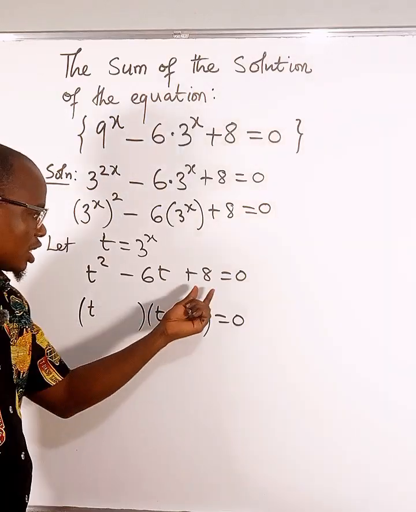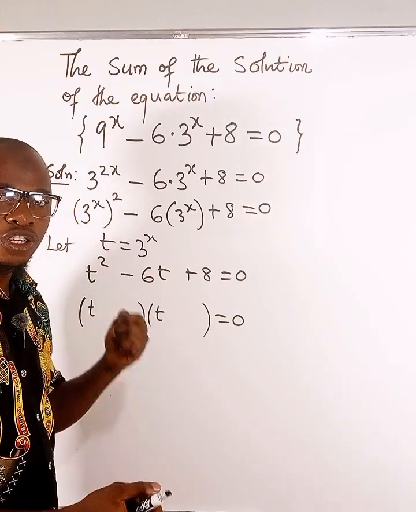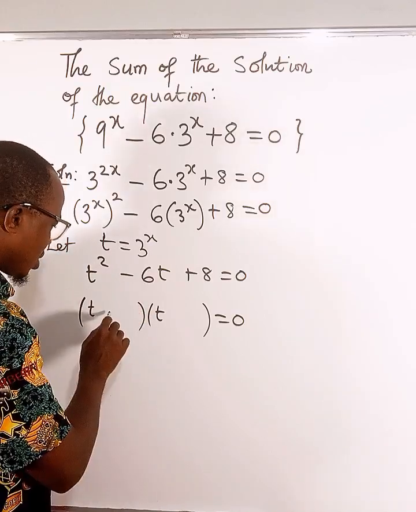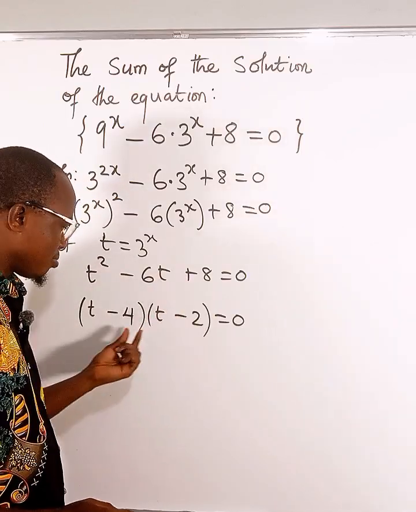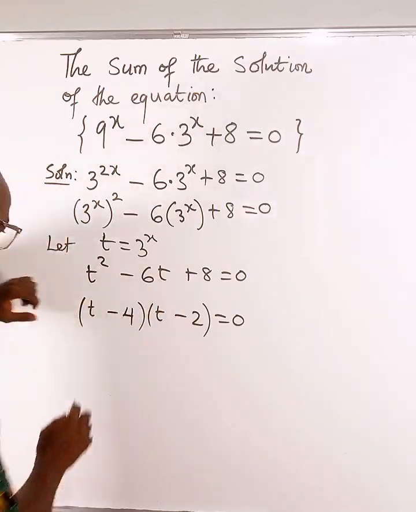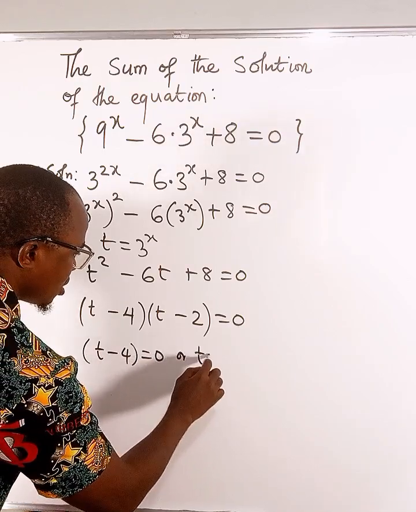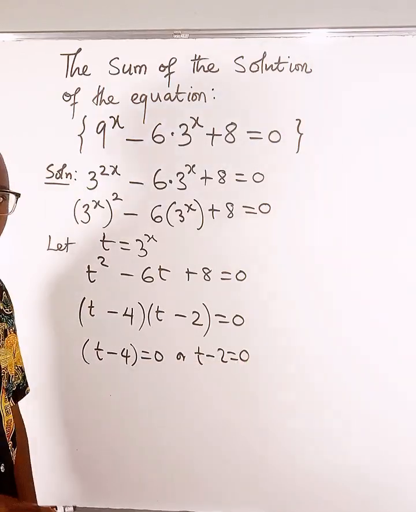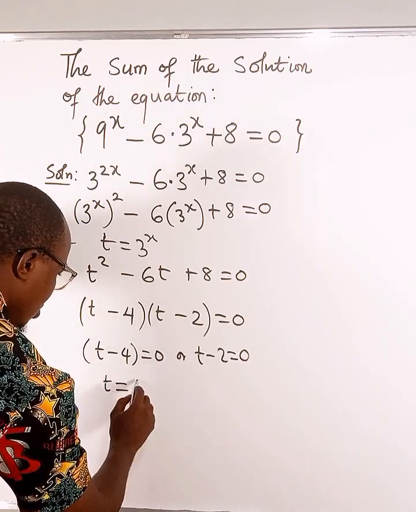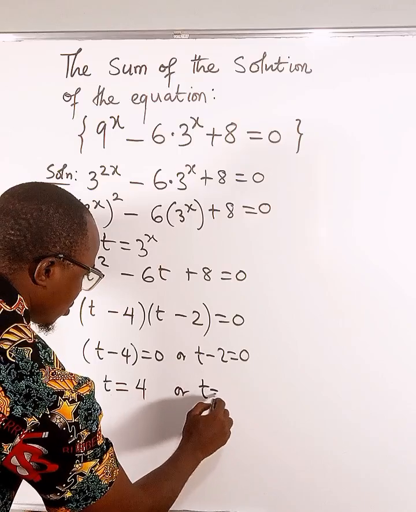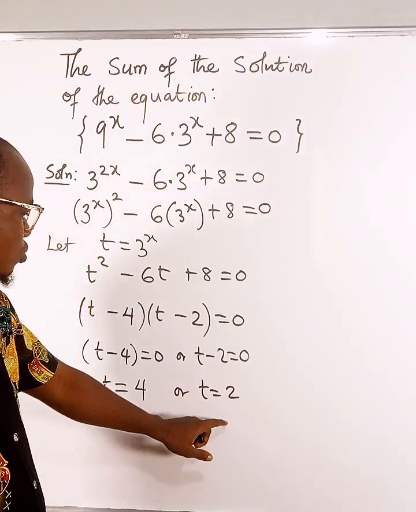Now, what are the two factors of 8, which when you multiply them together give 8, but when you sum them give minus 6? That would be minus 4 and minus 2. So we have t minus 4 equals 0, or t minus 2 equals 0. That's the zero product rule. So t equals 4, or t equals 2.